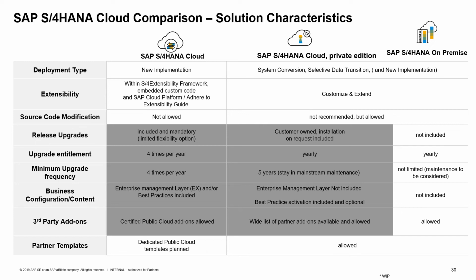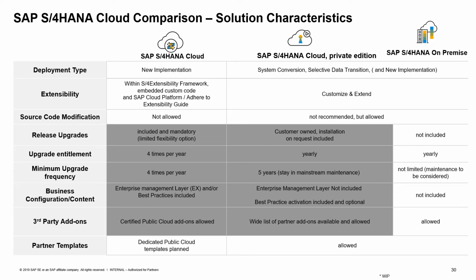Then we look at the extensibility. So for public cloud, within the S4HANA extensibility framework, embedded custom code and SAP Cloud Platform, we ask you to adhere to the extensibility guide. And for Private Edition and on-prem, you can customize and extend as you wish, given the guidelines that I just spoke of earlier. In terms of source code modification, definitely not allowed in public cloud. It's not recommended, but allowed in both Private Edition and on-prem.